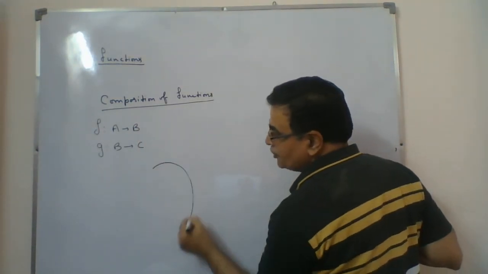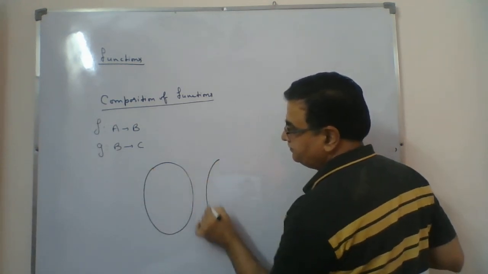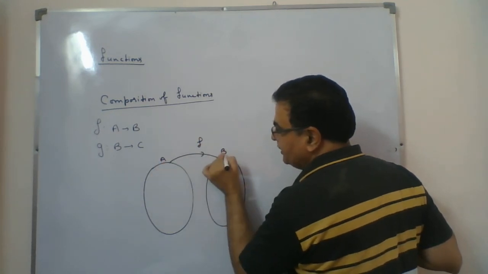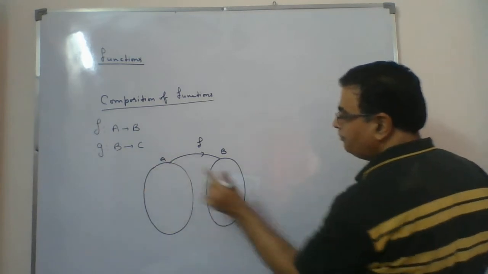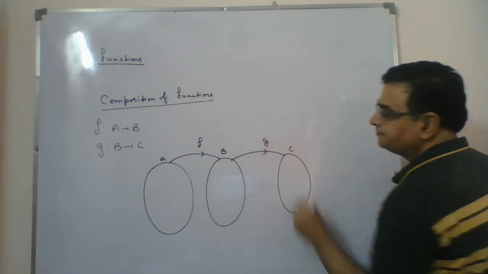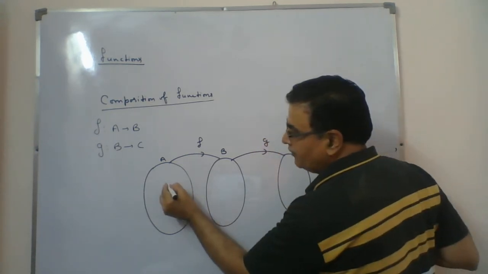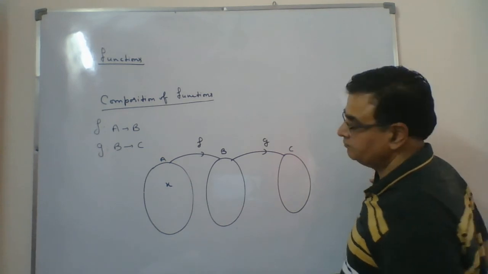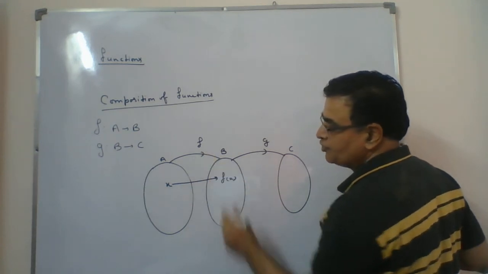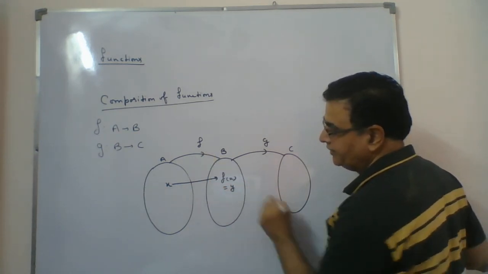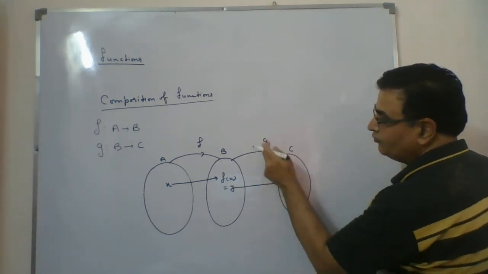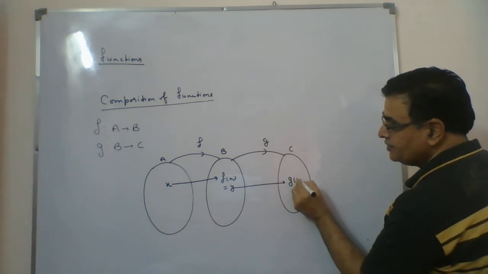First, if I take function f, this is our function f going from A to B. And from B to C, another function is going, that will be the function g. Here we have the element x. Its image, if I take, will come out to be f(x) under the function f, and we take this as y. And this y will have, under the function g, its image on this side as g(y).